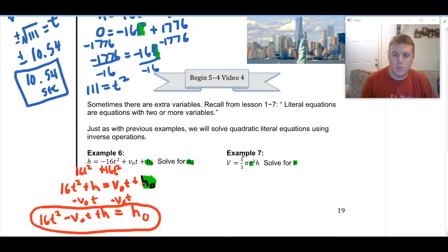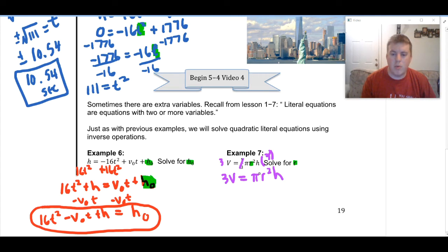So I am going to try first to clear out this fraction. I have 1 over 3. I can clear that out by multiplying both sides by 3. So that will give me 3v is equal to, and then the 1/3 and the 3 will cancel, and that will still give me pi r squared h.